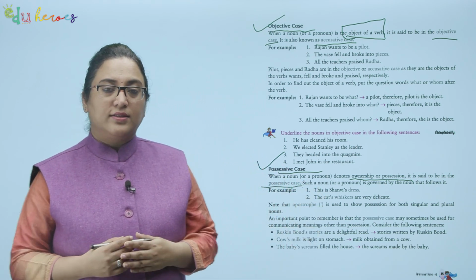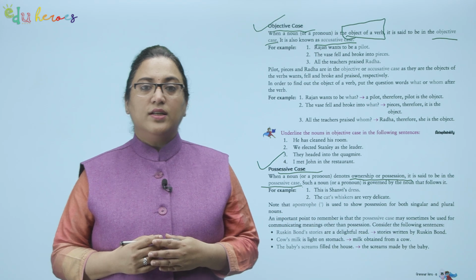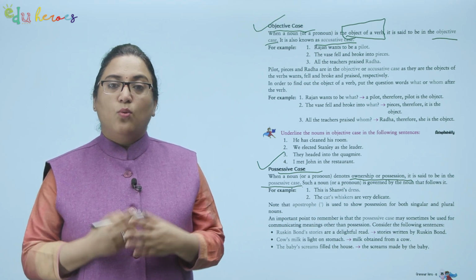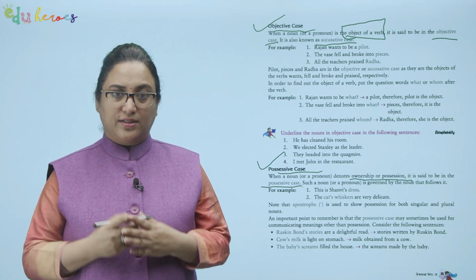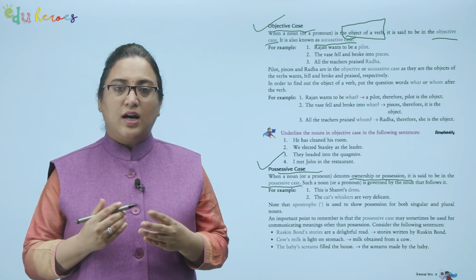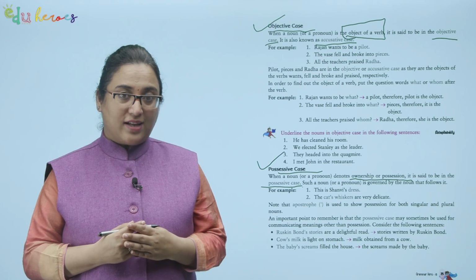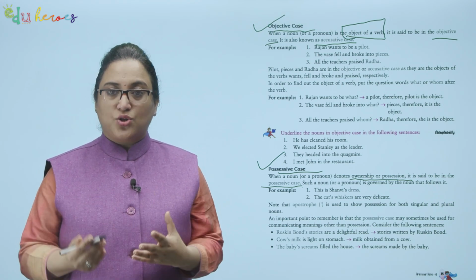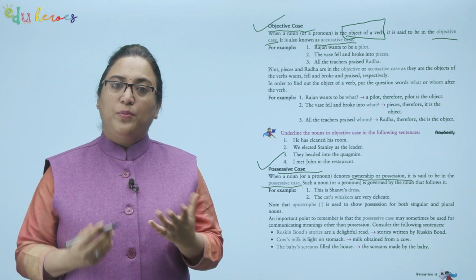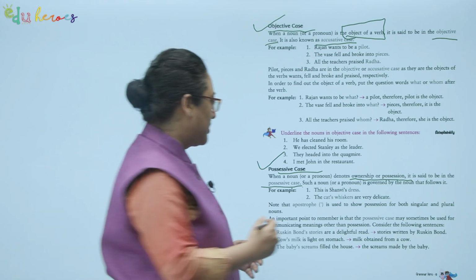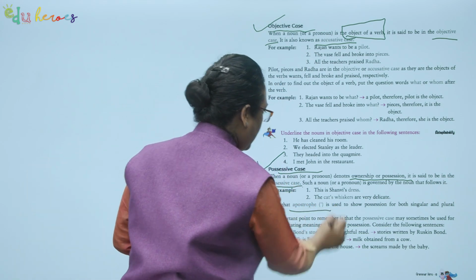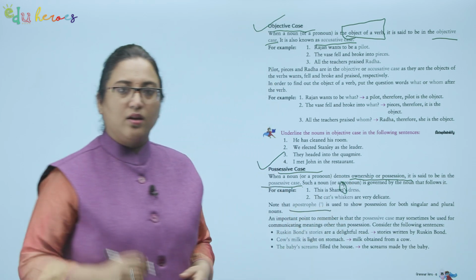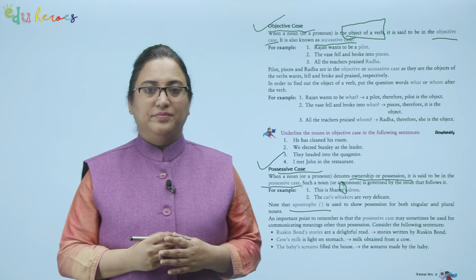Let's understand its examples. This is Shanvi's dress. The cat's whiskers are very delicate. Whiskers are like the moustache of a cat. Note that apostrophe is used to show possession for both singular and plural nouns. Apostrophe is one punctuation mark that is used here. This is the apostrophe here. One comma at the top.